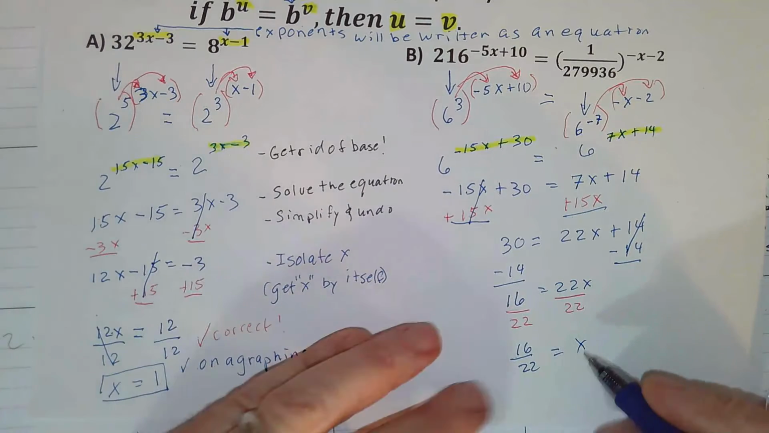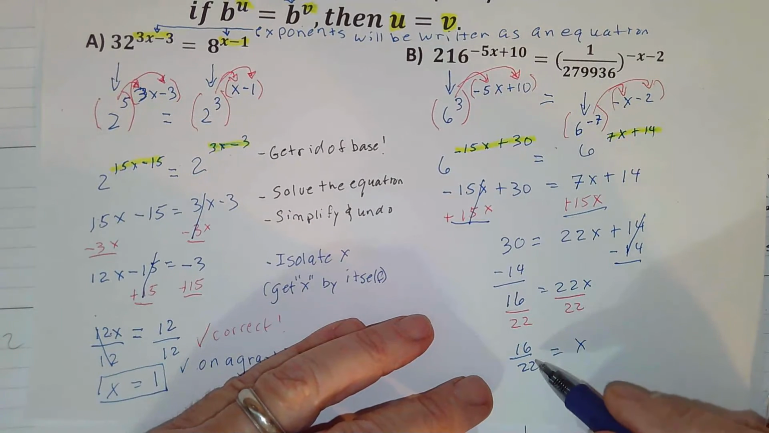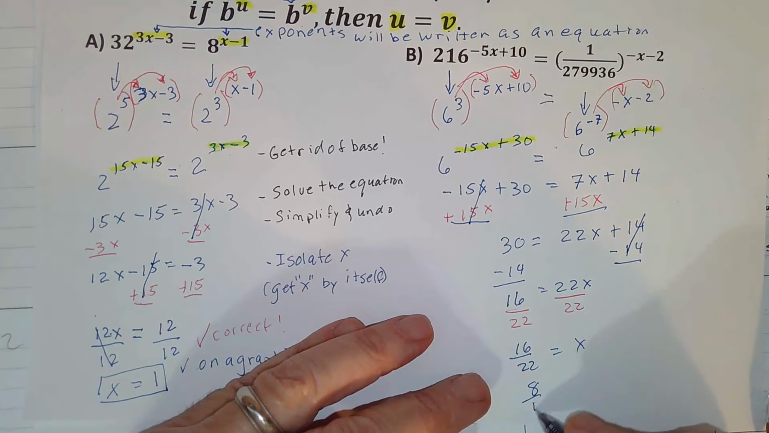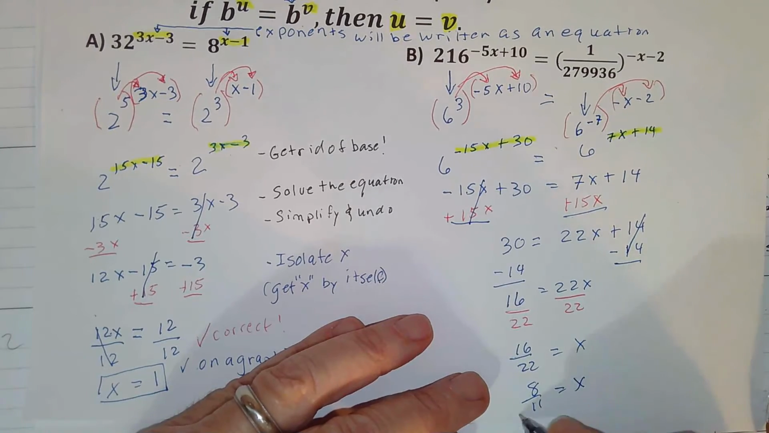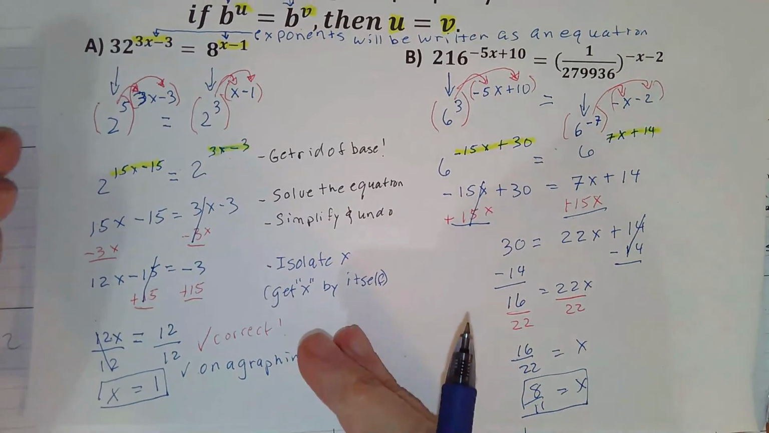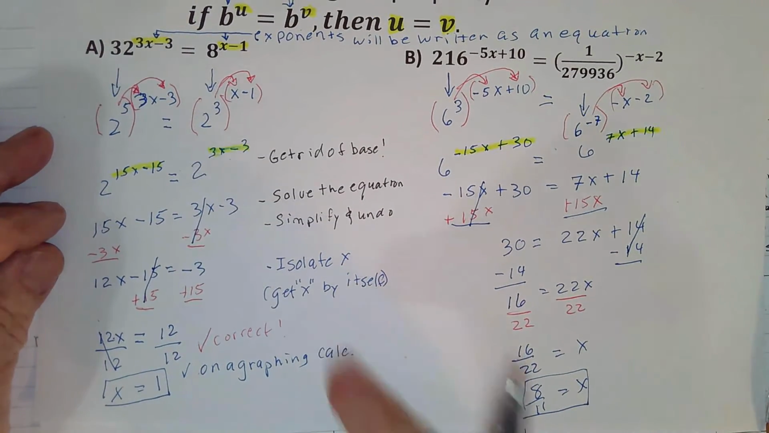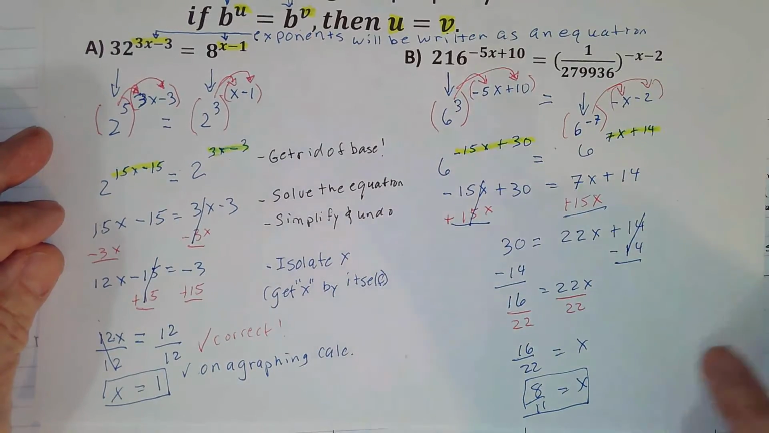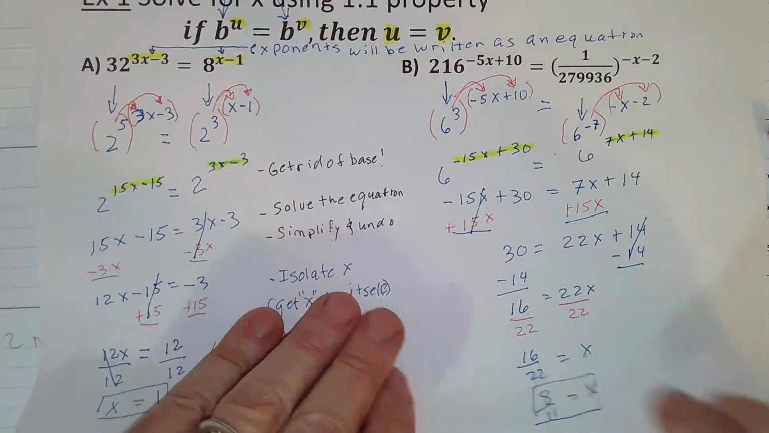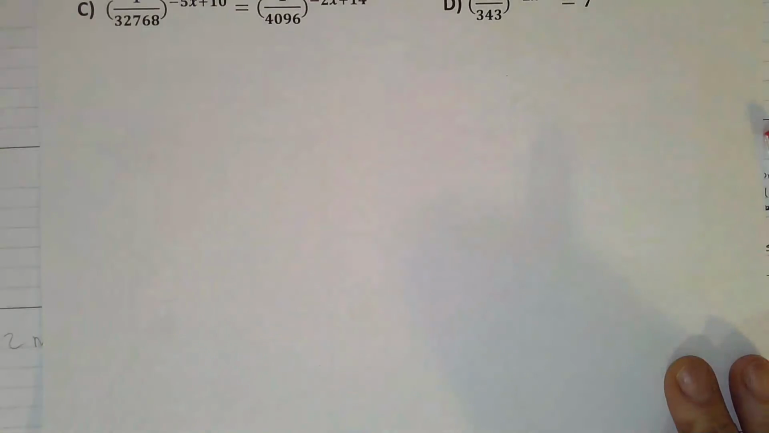Now we can simplify this. Looks like we can divide both of these, the numerator and the denominator, by 2, and so that leaves us with 8 over 11. So this should be our answer here, 8 over 11. Okay? And we could go back through and do the same checking like we did before with the calculator. For the sake of time, I'm not going to go through that on this one. All right.